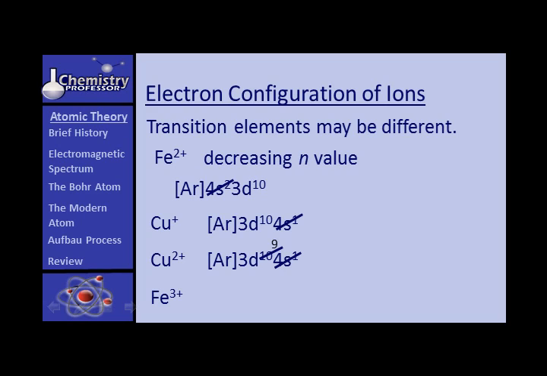What about the ferric ion? We've done the ferrous ion. Let's look at the ferric ion. Here's the electron configuration for iron, and we must remove 3 electrons. Which 3 shall it be? 2 from here and 1 from here, leaving us with 9 here. This is the way the transition elements go.